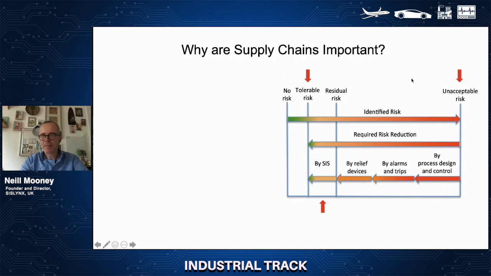So you need to begin by understanding what are the unacceptable risks or inherent risks, that's the identified risk here, and what is the required risk reduction to get down to the tolerable risk level.